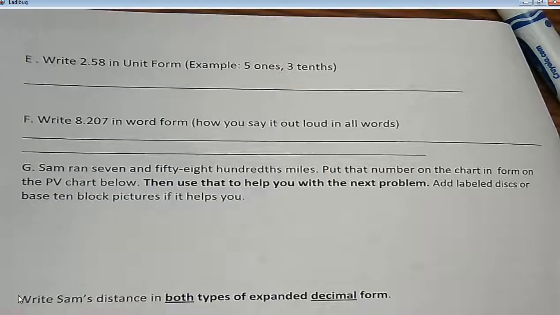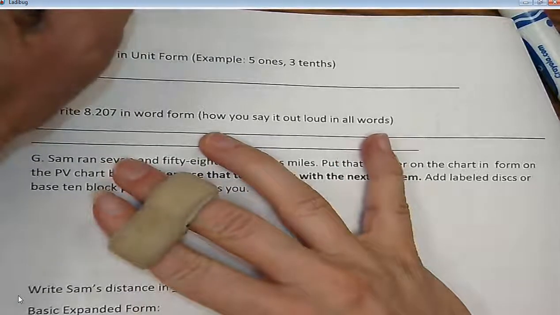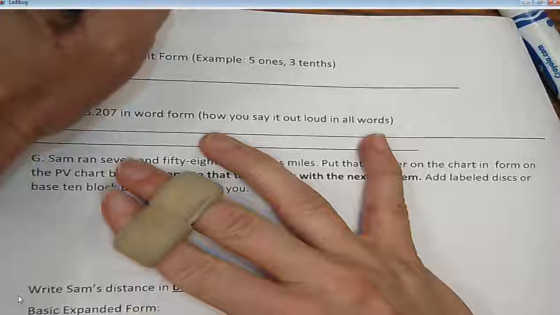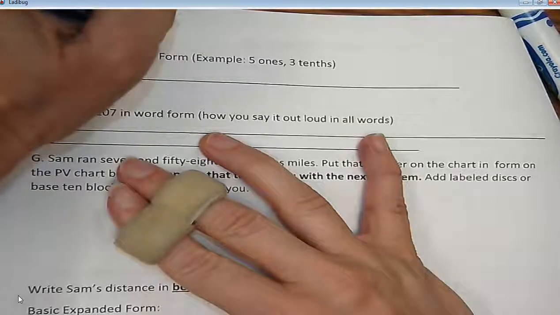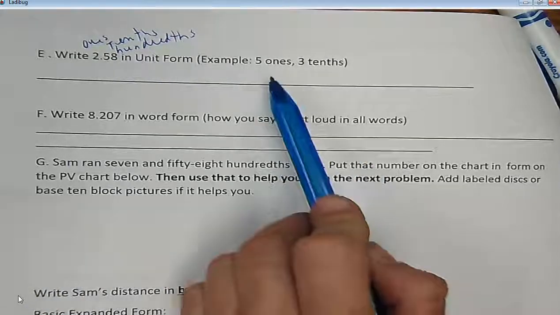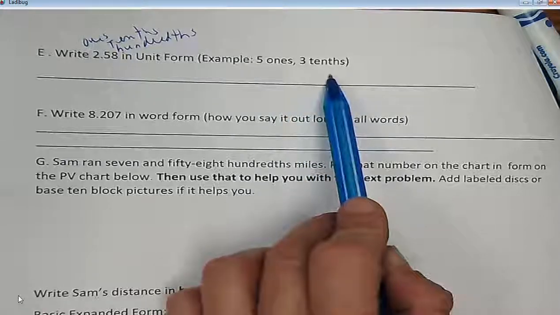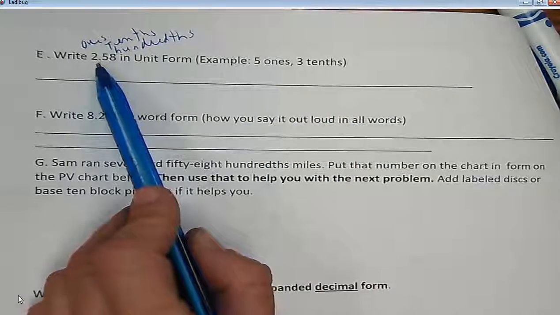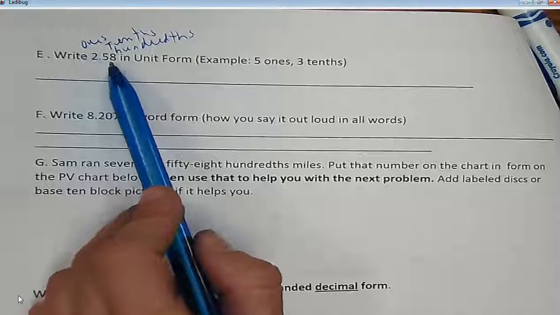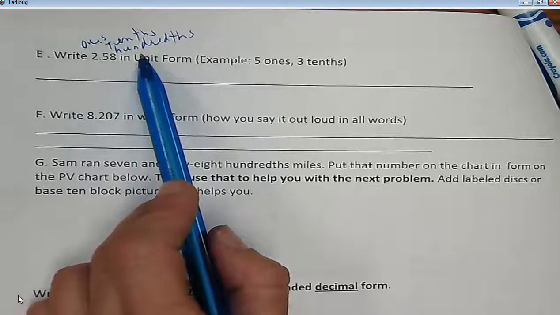All right, next page. Okay, so we're going to write this number in unit form. So first let's label our places. Ones, tenths, and hundredths. Okay, now unit form looks like this. It has the number and then the place. Number, place. So 2 ones, 5 tenths, 8 hundredths.